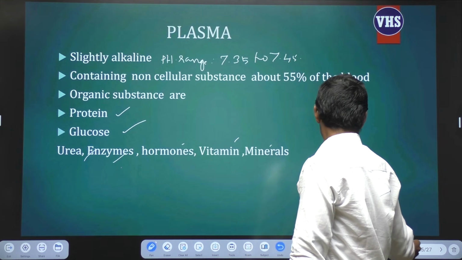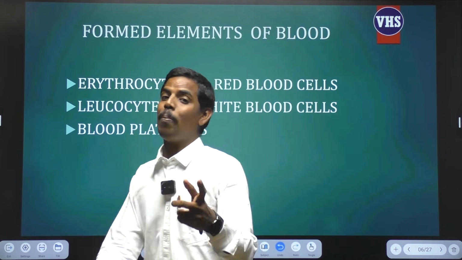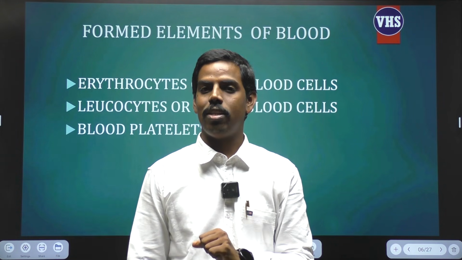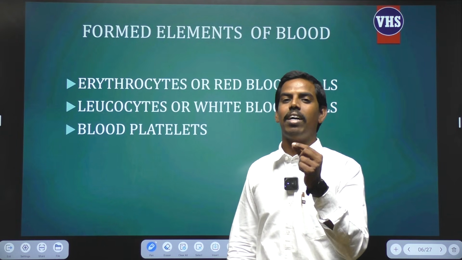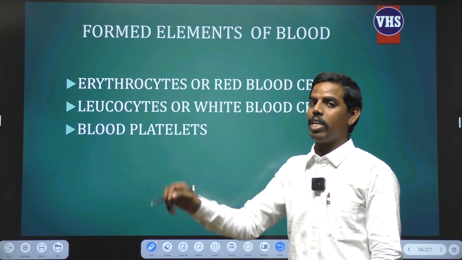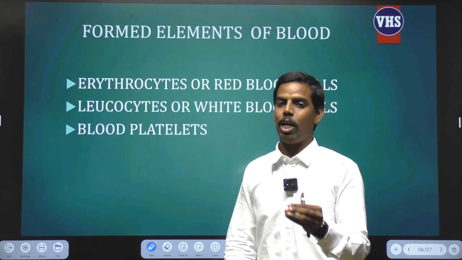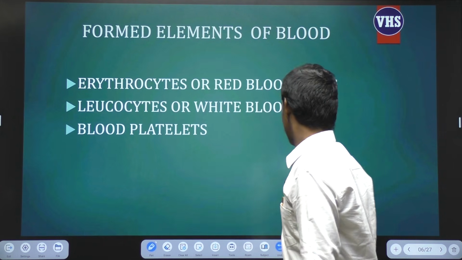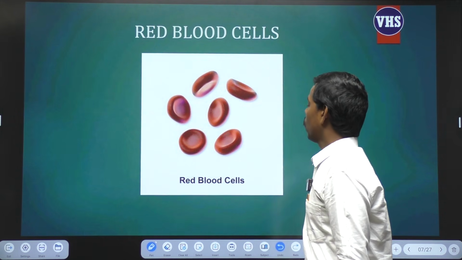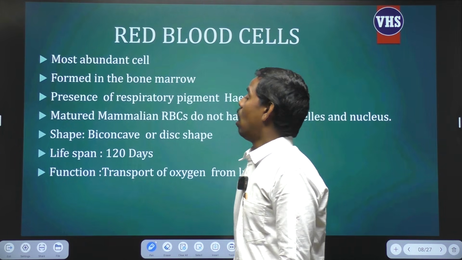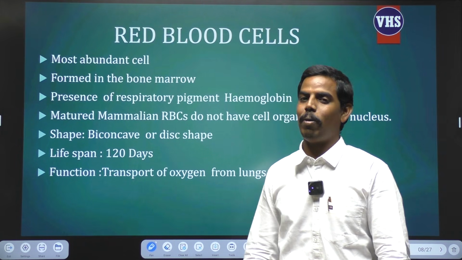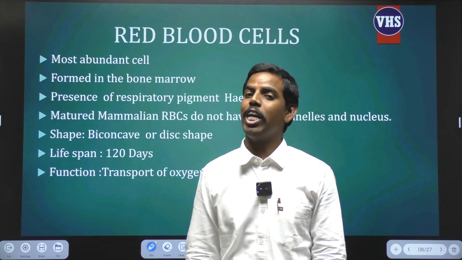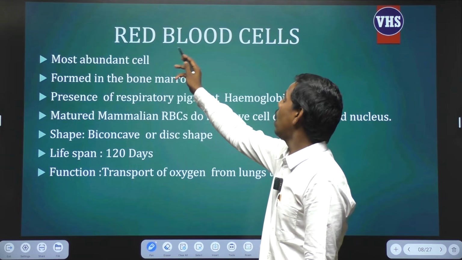Next thing, formed elements. Formed elements means blood cells. We have three types of cells. First, erythrocytes, or red blood cells; leukocytes, otherwise white blood cells; and the third, blood platelets, otherwise thrombocytes. First we will discuss erythrocytes. Erythrocytes are red blood cells or red blood corpuscles. Erythro means red, cyte means cell. That's why they are called red blood cells.